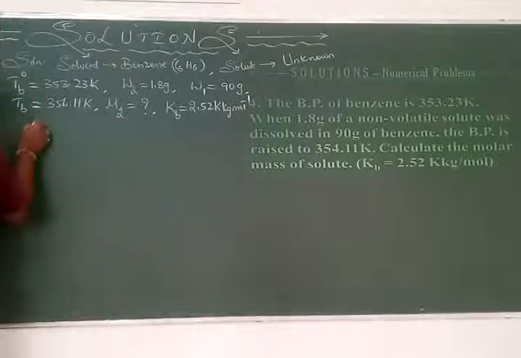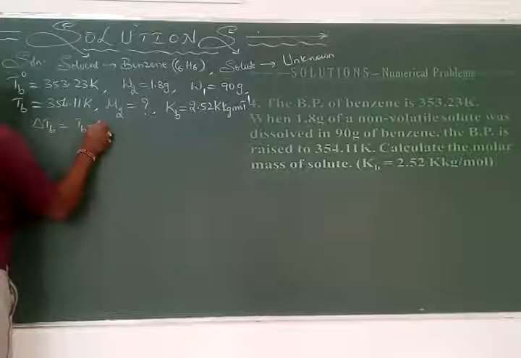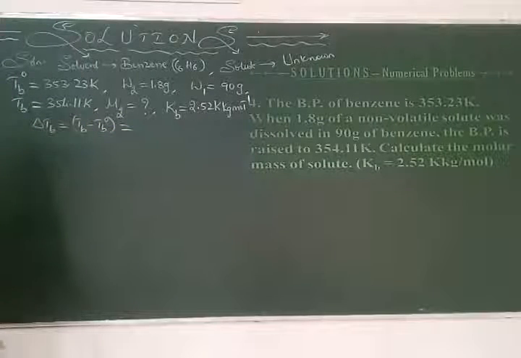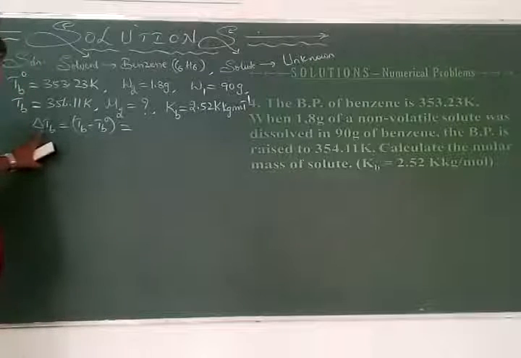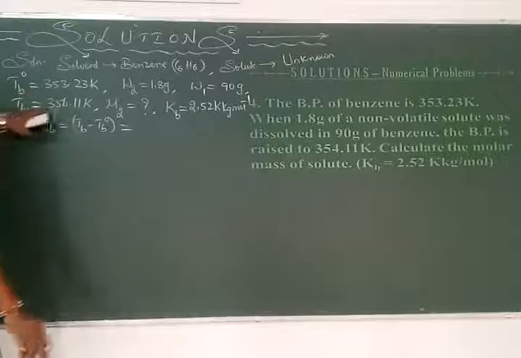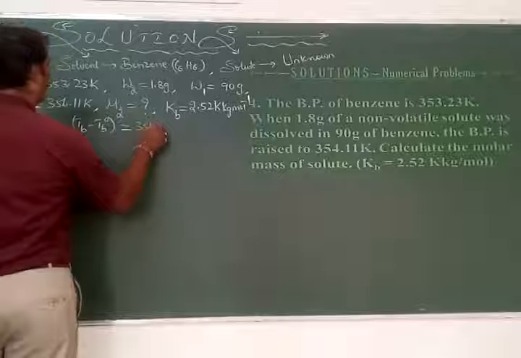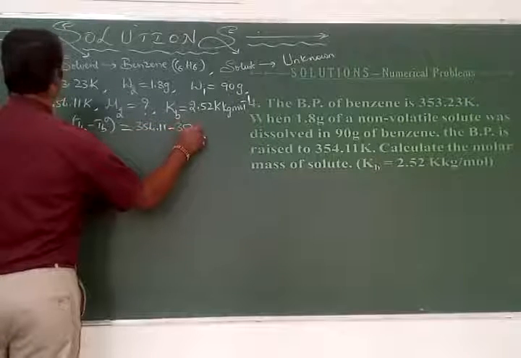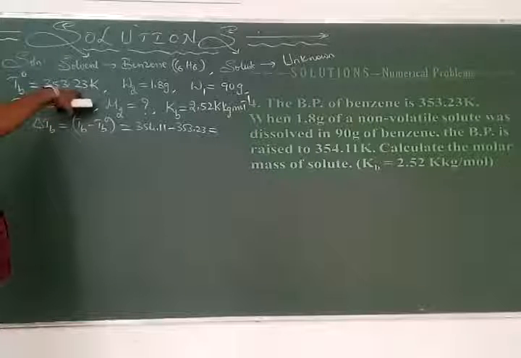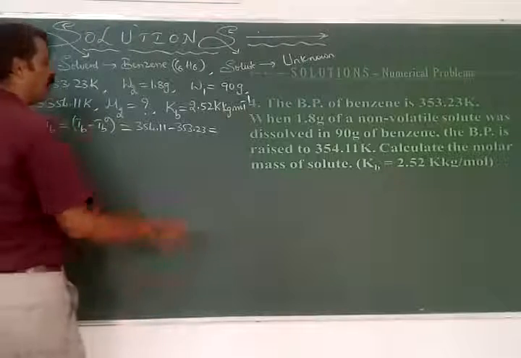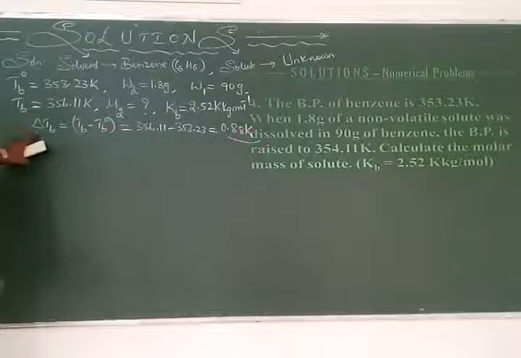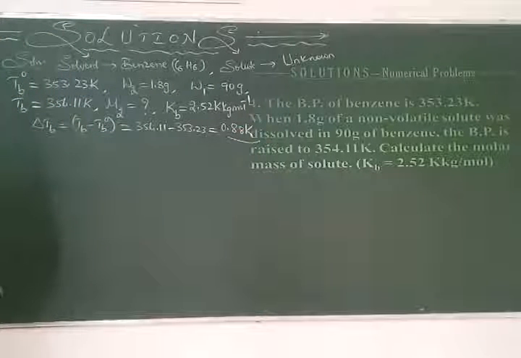So what is delta Tb? It is Tb minus Tb naught. The difference between the boiling point of the solution and the boiling point of the pure solvent is called the elevation of boiling point. Delta Tb is 354.11 minus 353.23. If I simplify, 353.23 to 354 is 0.77, plus 0.11 gives 0.88 Kelvin. That is the elevation of boiling point.